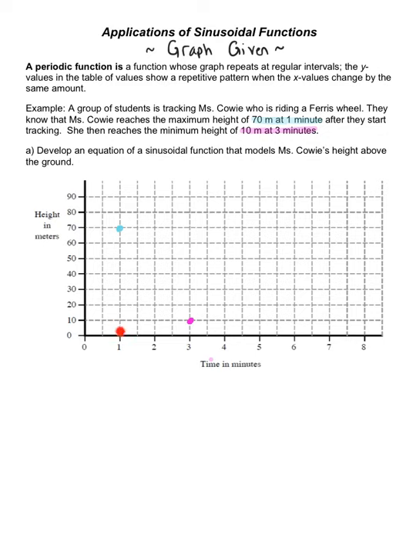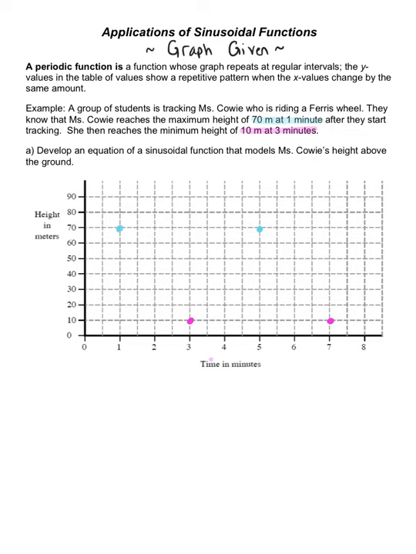So we know that after a minute, Miss Cowie is at the maximum. 2 minutes later, she's at the minimum. So that means it's going to take another 2 minutes for Miss Cowie to reach that maximum again. So at 5 minutes into the ride, Miss Cowie will again be at 70 meters. And then 2 minutes after that, Miss Cowie is going to be back at the minimum. So at 7 minutes, Miss Cowie is going to be at 10 meters above the ground.